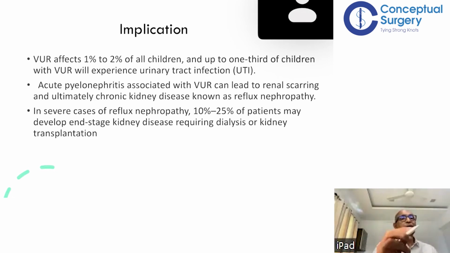Now, what are the implications of Vesico Ureteric reflux, and how often does it affect people? It approximately affects 1 to 2% of all children. That's quite a lot if you consider the birth rate in our country. And up to one third of these children with VUR will also experience urinary tract infection.